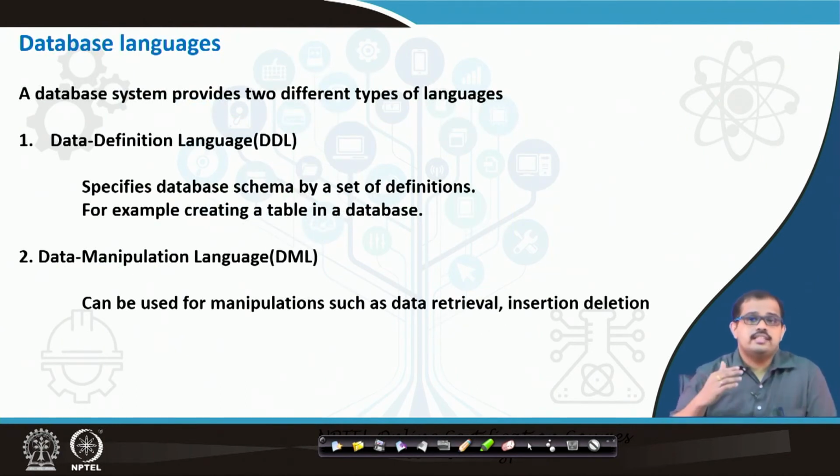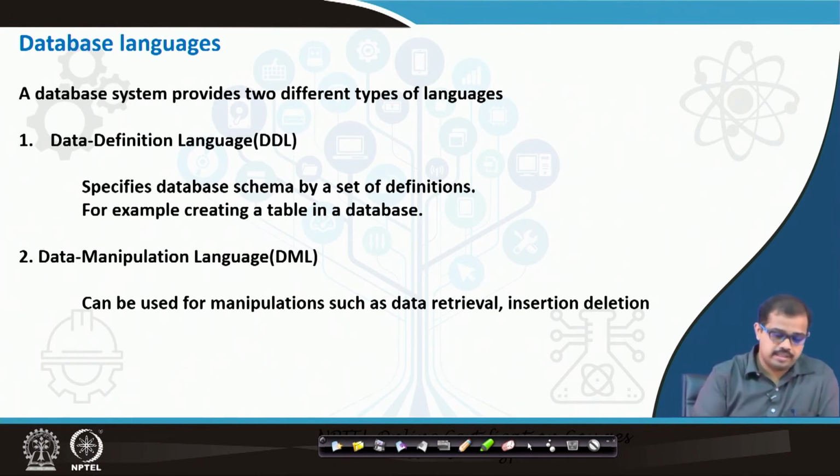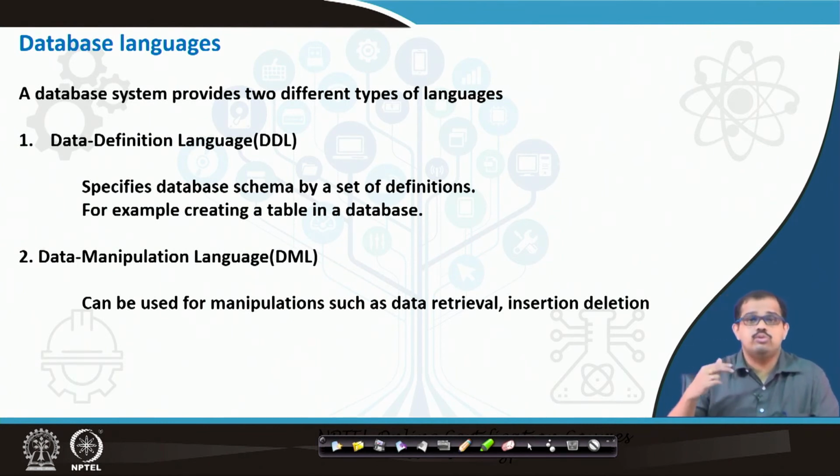So as I said, there are various ways of representing database languages, but when you broadly define them, database systems provide two different types of languages. The one is the data definition language. It specifies the database schema by a set of definitions. For example, creating a table in the database is a way of defining a particular database, how the particular table is being created. So that is a data definition language.